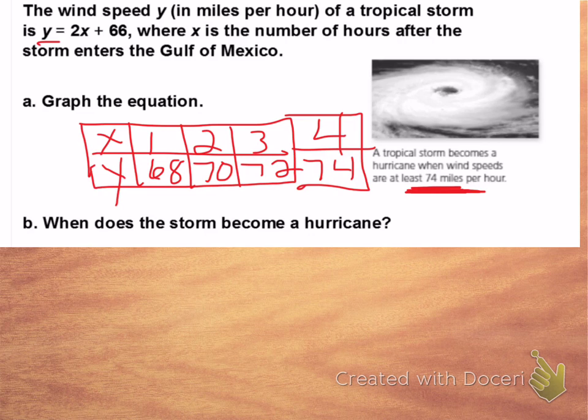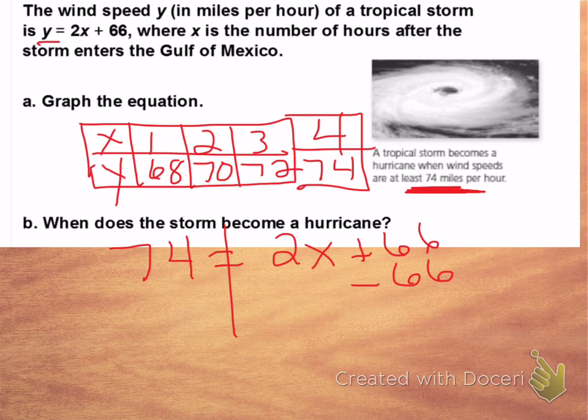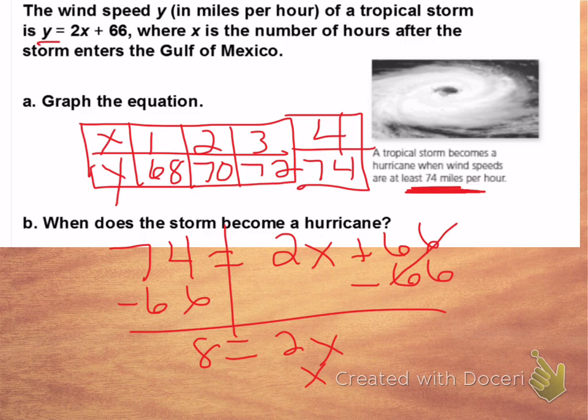Another way of doing it, we know y is the wind speed. So we could set up an equation and do 74 equals 2x plus 66, and then just go through a two-step equation to solve for x. So this would be 8 equals 2x, so x equals 4. So after 4 hours, this tropical storm is going to turn into a hurricane. So you have 4 hours to evacuate the area.